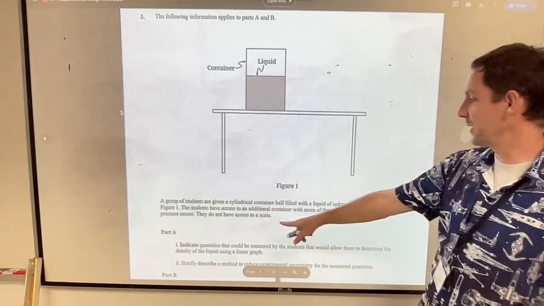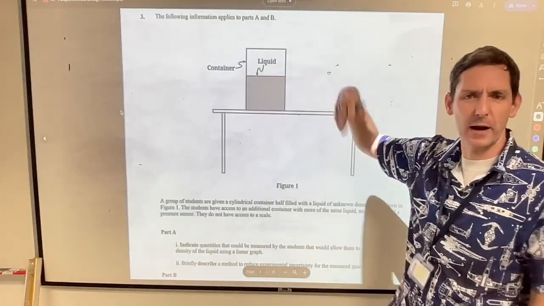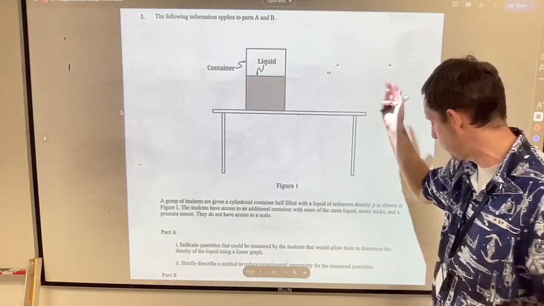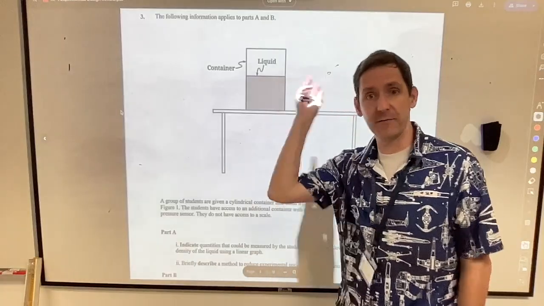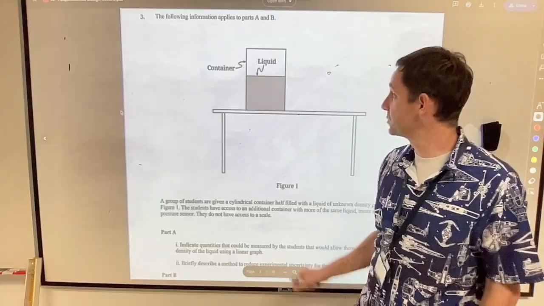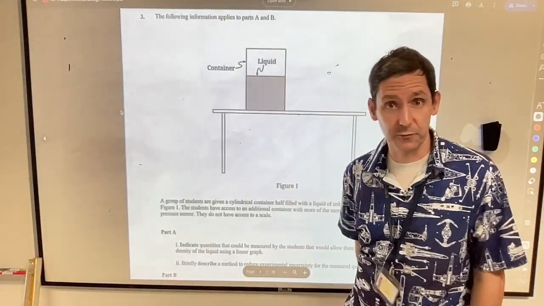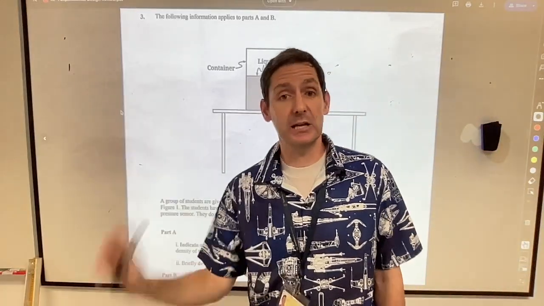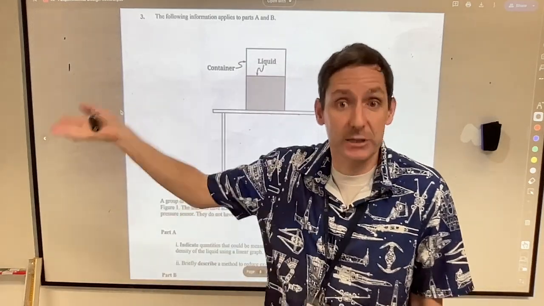As shown in figure 1, the students have access to an additional container with more of the same liquid. That just means you can pour it out, you can add in, you can change the amount of fluid in there, whatever. You have meter sticks and you have a pressure sensor. Lovely. I have no idea what a pressure sensor is, but I guess it measures pressure. My assumption is I can stick it in there, at any height that I want, and it will measure the pressure for me. If you've used a pressure sensor before, great. If you've never used one before, it is a sensor that measures pressure. Get over it. Just use it, right?